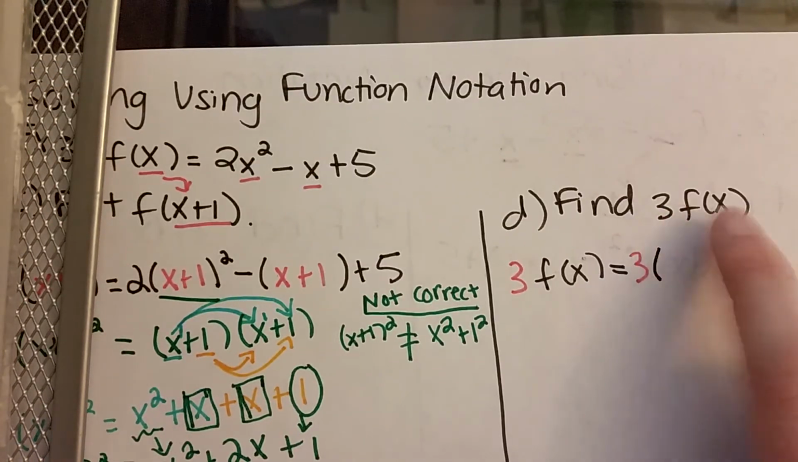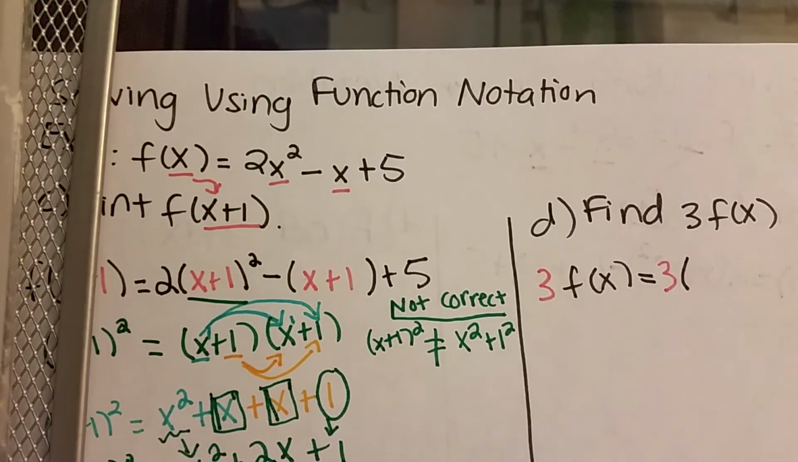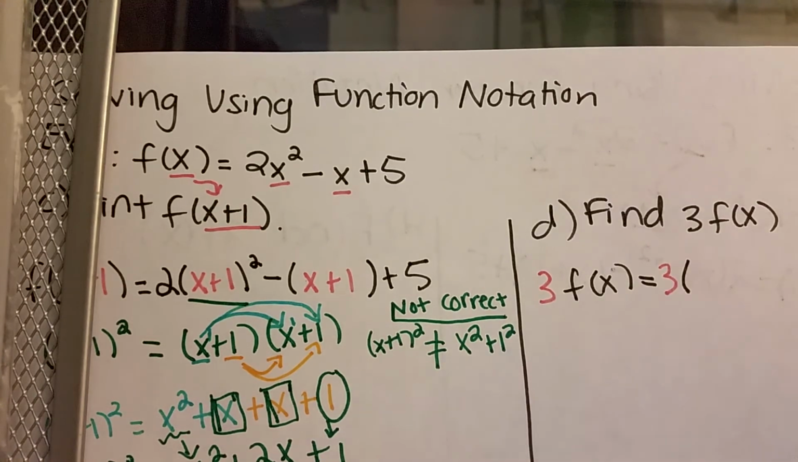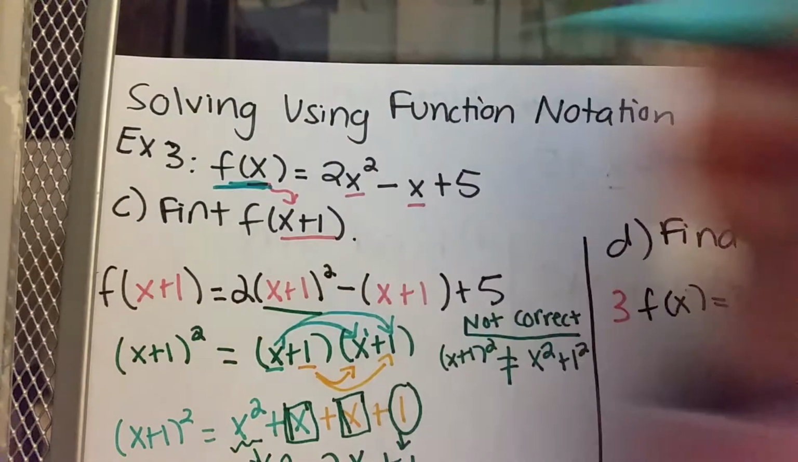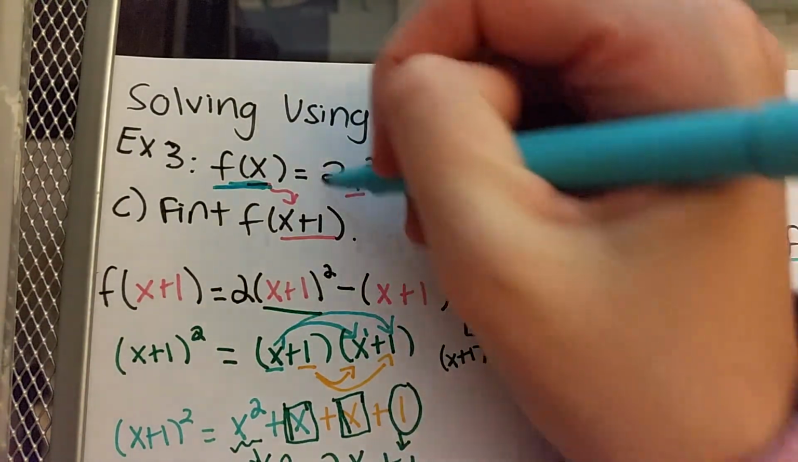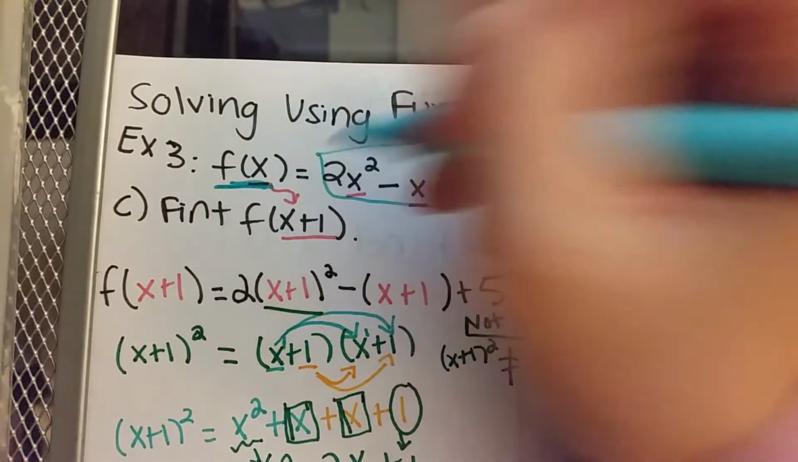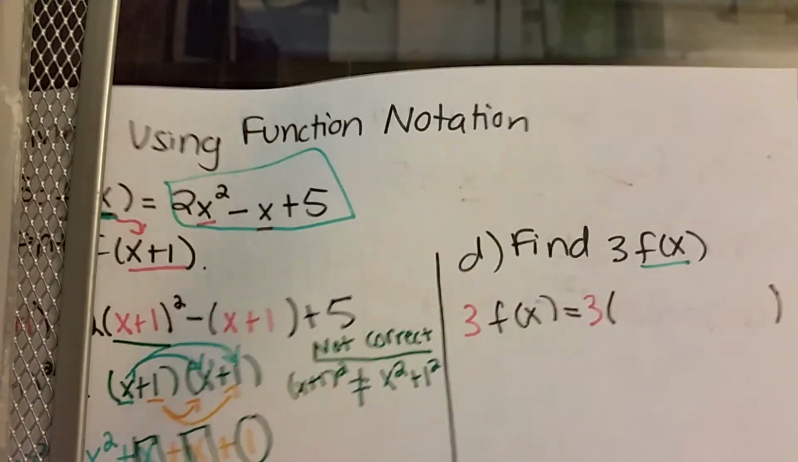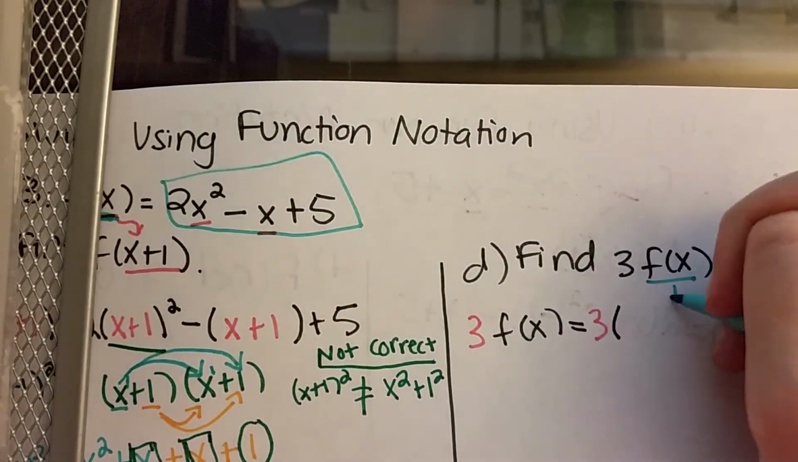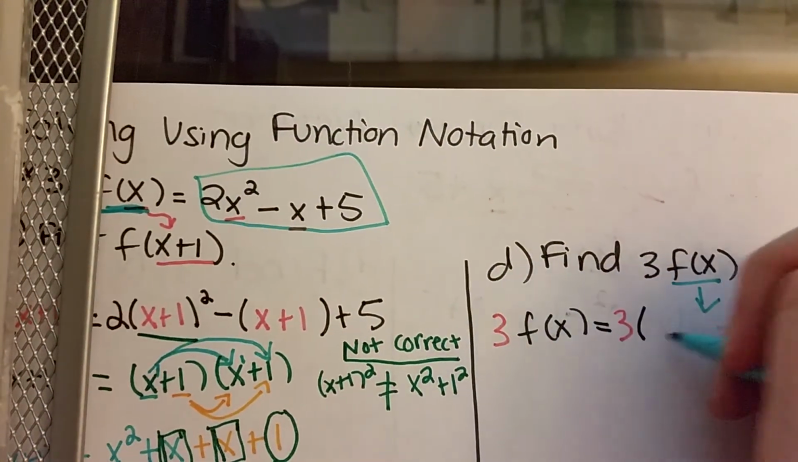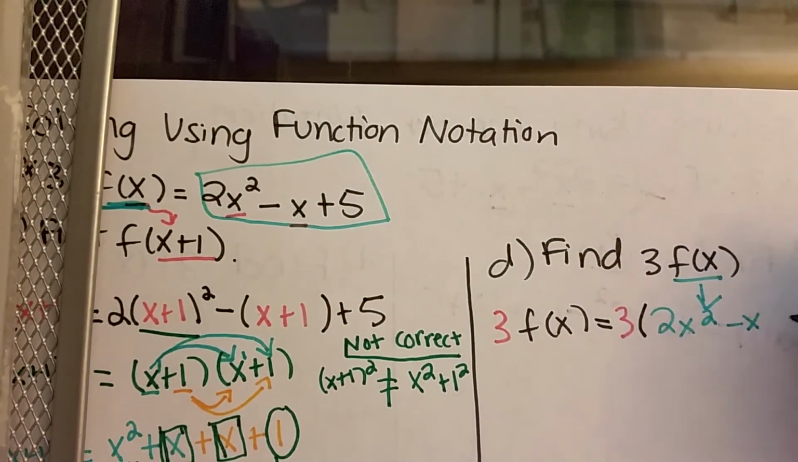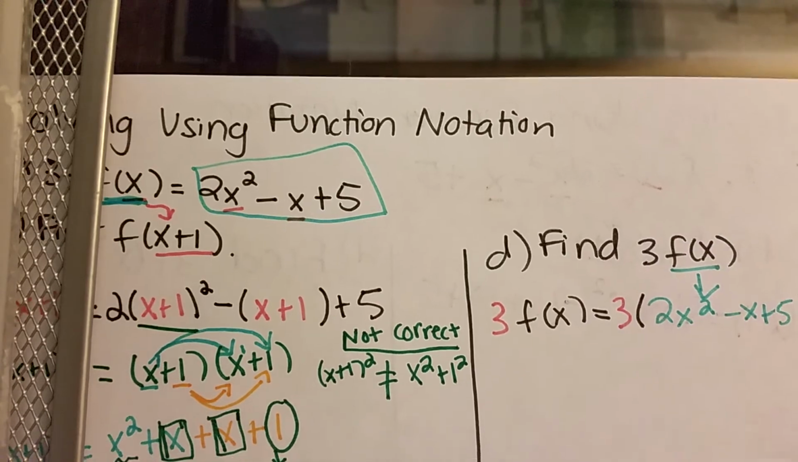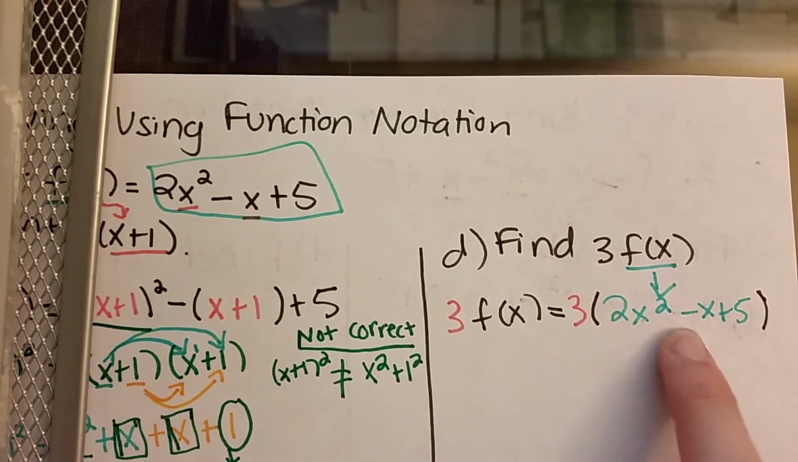Okay, so it says 3 times f of x. So I'm going to be substituting my f of x into that parenthesis. F of x, which is right here. So all that. So this time we're going to insert all this into our parenthesis. Okay, so 3 times f of x, which f of x is 2x squared, minus x plus 5. Alright, and then after this, we're just going to solve.